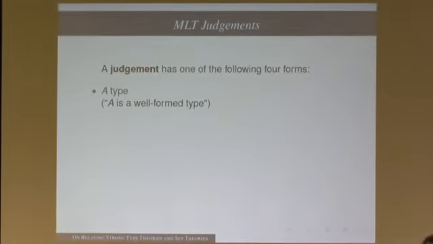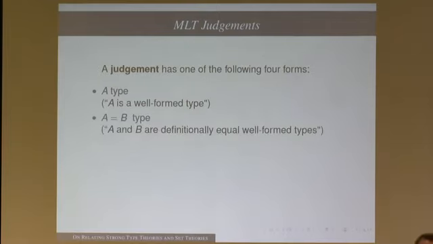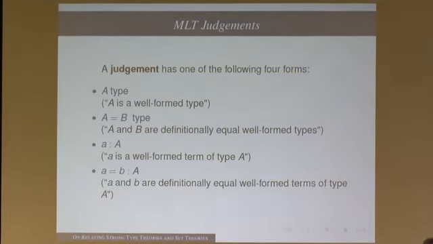So focusing on Martin-Löf type theory, he has a notion of judgment, and there are 4 kinds of them. The first is that something is a type, or A is a well-formed type. Then there's a judgment that 2 types are definitionally equal. And a : A means that this little a is a well-formed term of type A. And then also that 2 terms are of the same type and equal. So these are the 4 types of judgments.